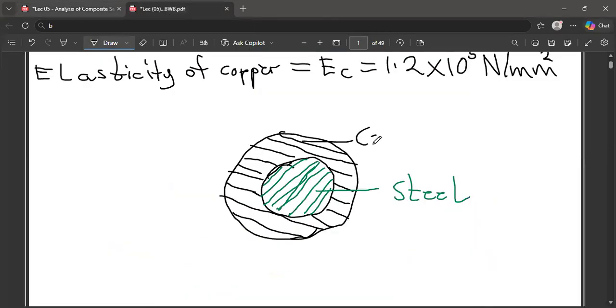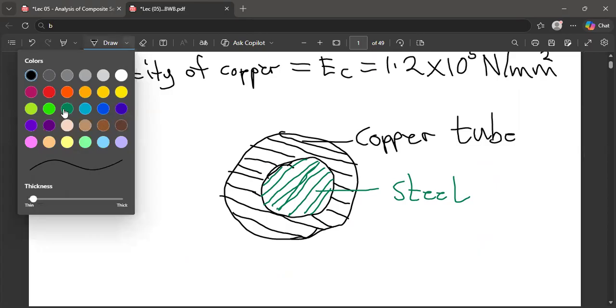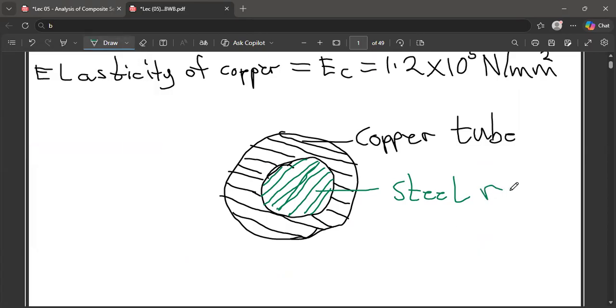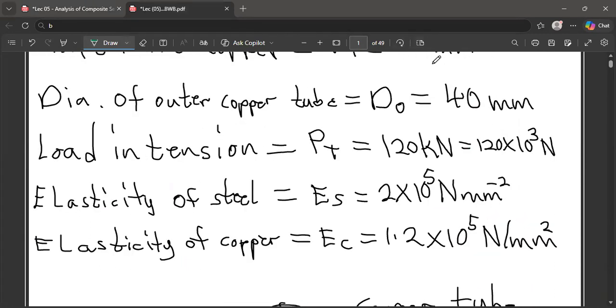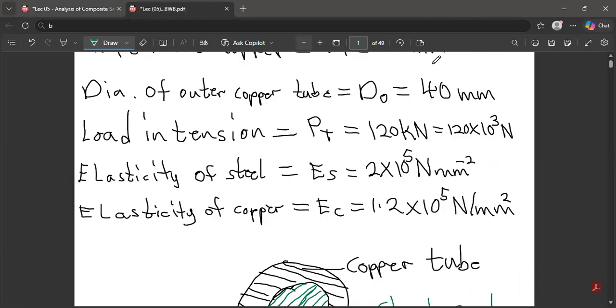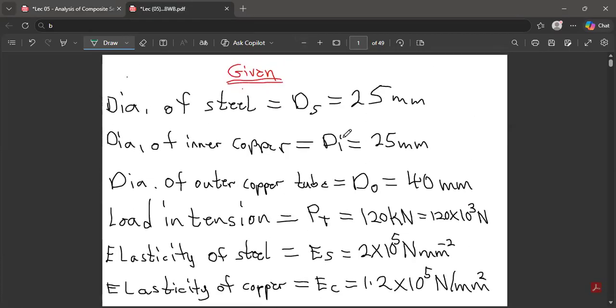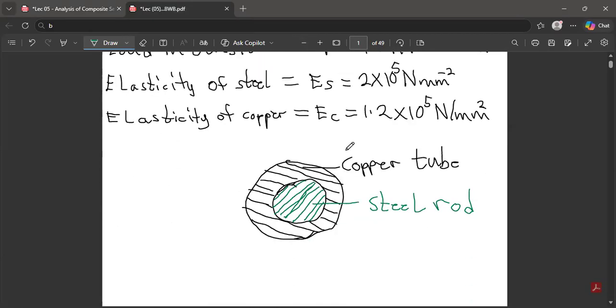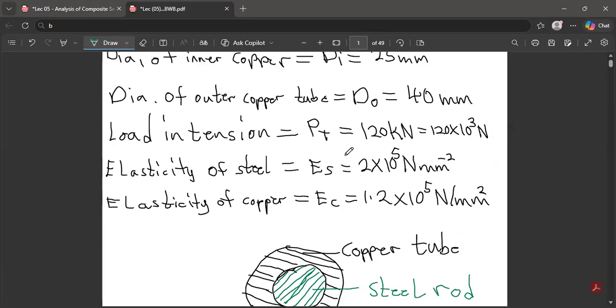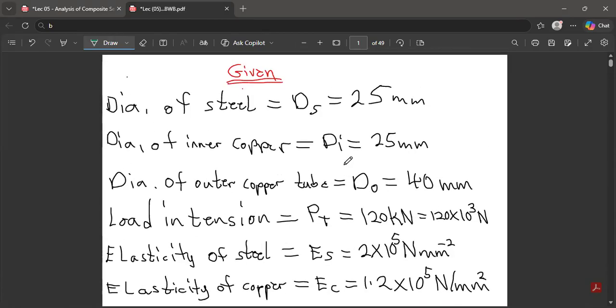So this is the copper tube. Exactly. And now this is our steel rod. This is all what I've been talking about. We have been able to put down our given. So we can proceed by solving our questions, and then we can start making history.